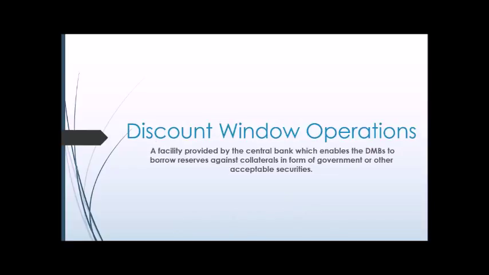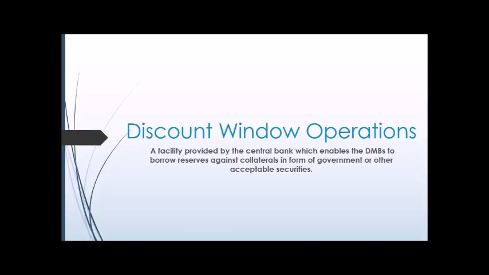Discount window operations. This instrument is a facility provided by the central bank which enables the DMBs to borrow reserves against collateral or other acceptable securities. The central bank operates this facility in accordance with its role as lender of last resort, and transactions are conducted in form of short-term loans.